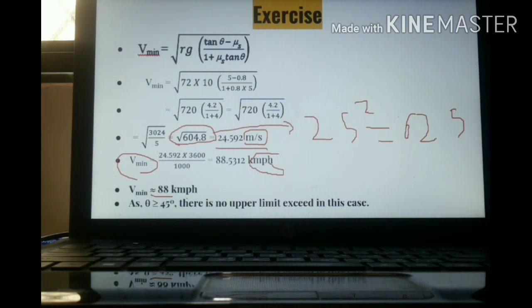Now what they have asked is, what is the upper speed limit if the speed has been increased? For the upper speed limit, there is no speed limit because the angle is 5 degree, and theta is very small as compared to 45 degree. Whenever theta is greater than or equal to 45 degree there is an upper limit; when it is less, there is no upper limit exceeding in this case. Theta's value is very small as compared to 45 degree. So there is no upper speed limit. Okay. Theta's value is very small, meaning this sign should be reversed as well. This sign should be like this.